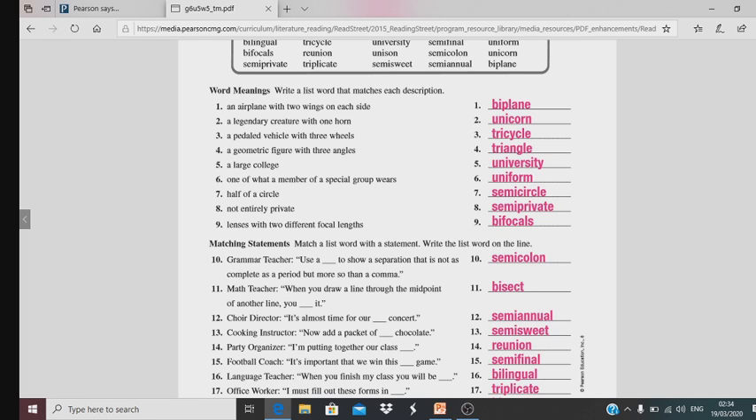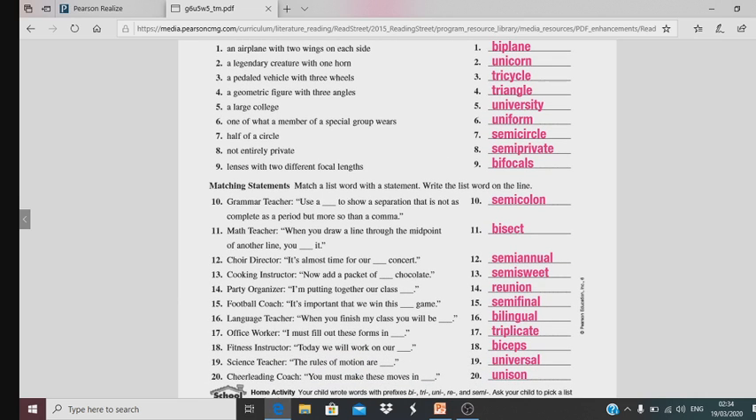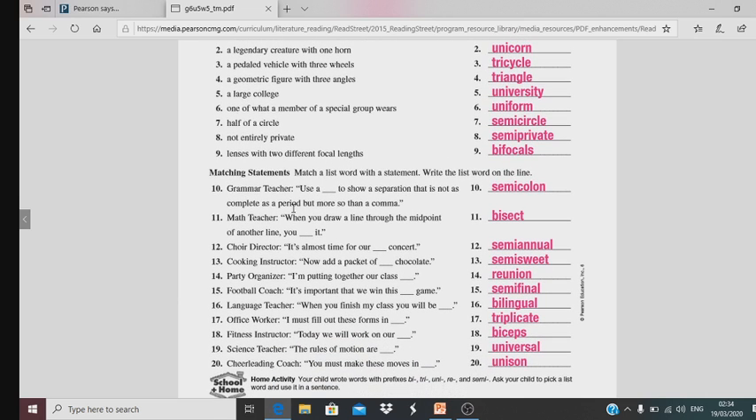Then the next part of the question is matching statements. So let's see here. Grammar teacher: use it to show separation that is not as complete as a period, but more so than a comma. So we call it what? Semicolon. Semicolon, it's a kind of punctuation mark. Math teacher: when you draw a line through the midpoint of another line, so if you divide the line into two equal parts, we call it bisect.